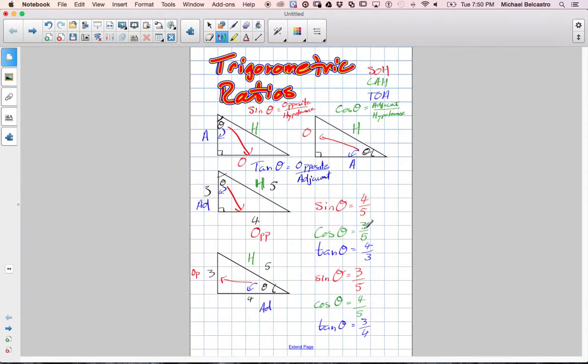So that's how you set up primary trig ratios, and that's the very first step to doing any of this stuff.